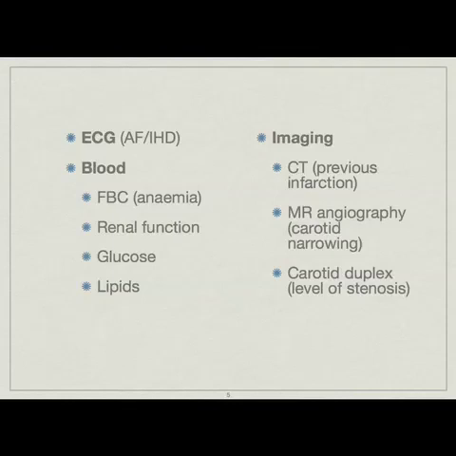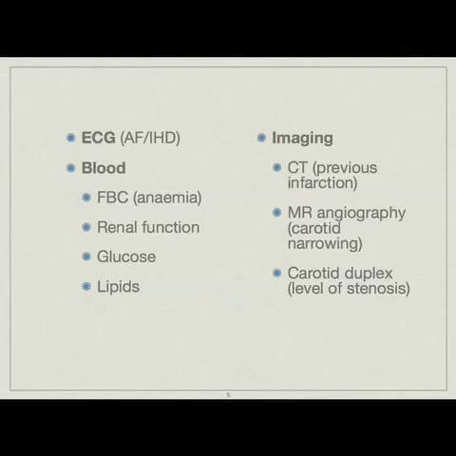There are several investigations which should be performed in any patient who has experienced cerebral ischemia or following cerebral infarction. These include an ECG in order to look for atrial fibrillation or signs of ischemic heart disease. In addition, blood should be taken for a full blood count to look for anemia, which may precipitate an ischemic event, as well as to check renal function and fasting glucose and lipids to look for diabetes and hypercholesterolemia, which may increase the risk of atherosclerotic disease.